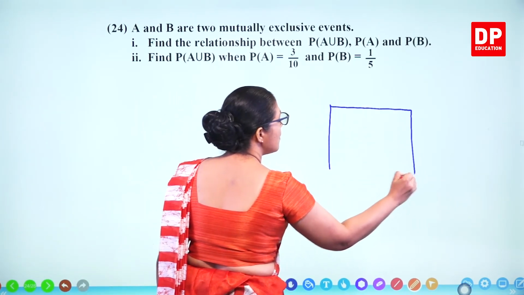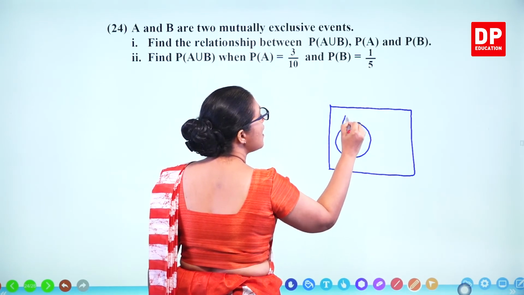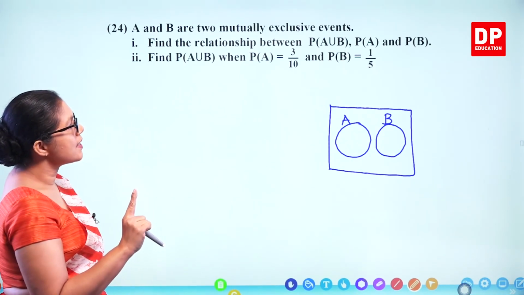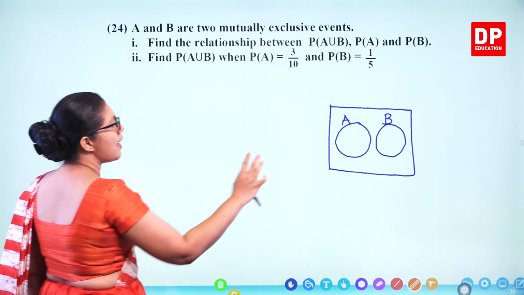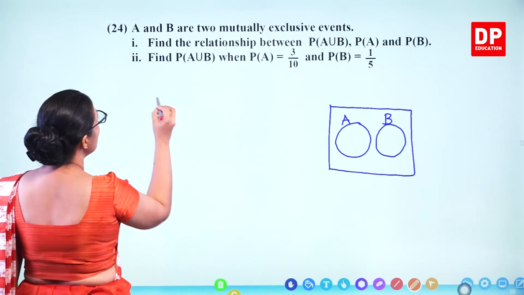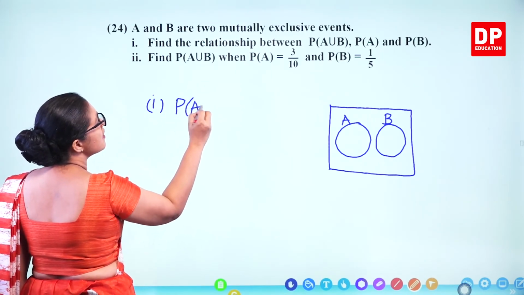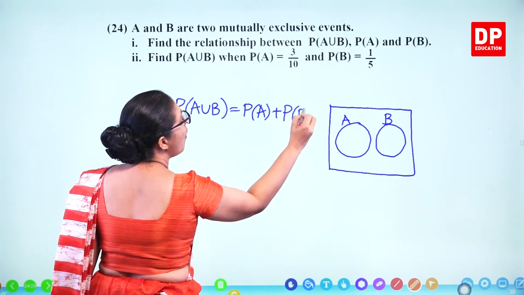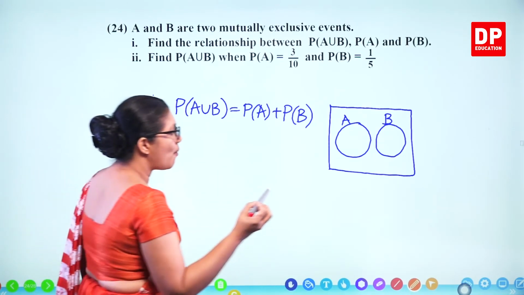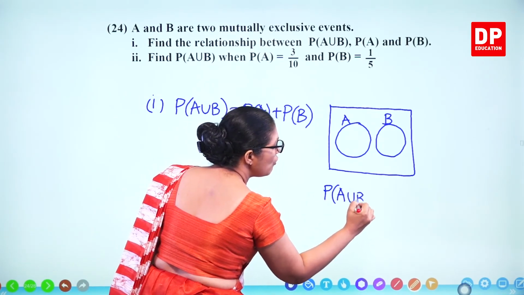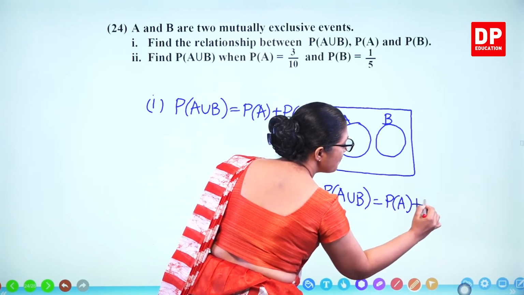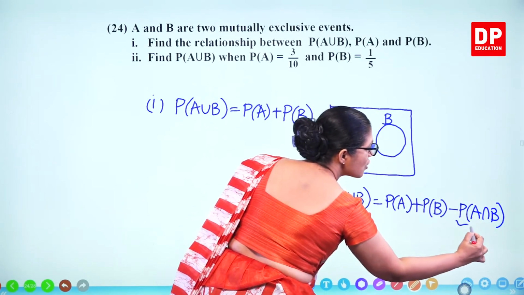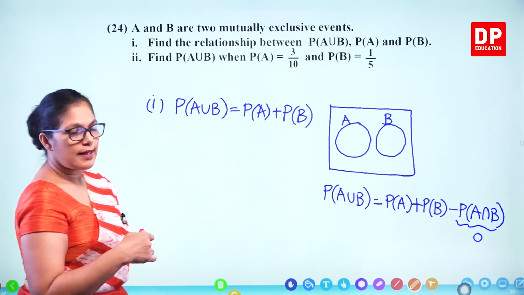Can you remember? When you draw the Venn diagram, if the two events are mutually exclusive, you can draw the two events separately. There's no intersection. So for the union, straight away you can find the addition of these two. So we can find the union as P(A) plus P(B). Or you can use the formula. What's the formula? The union formula is P(A) plus P(B) and subtract the intersection. But there's no intersection, so this becomes 0. You can get the same thing.